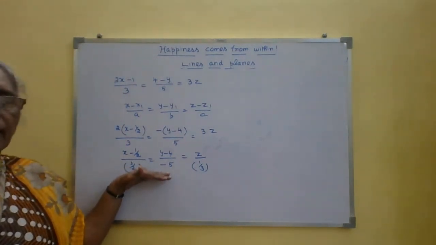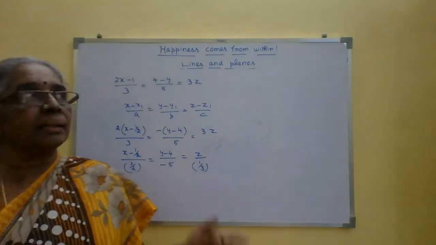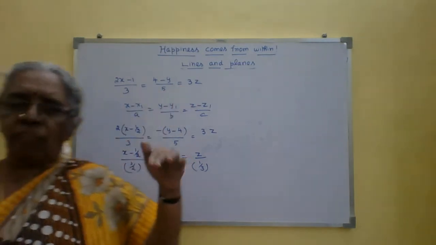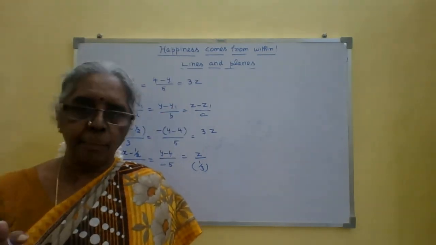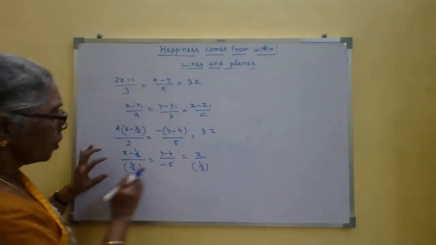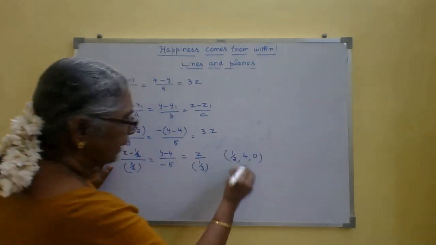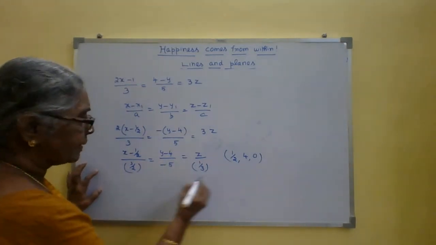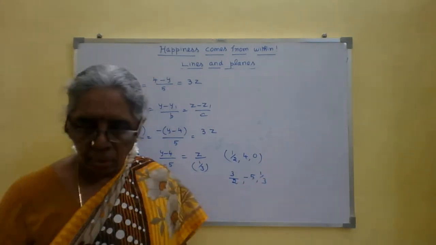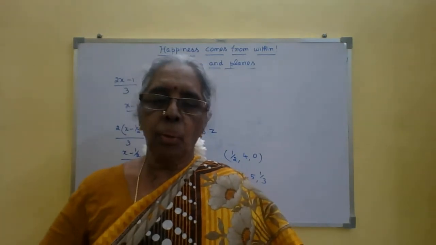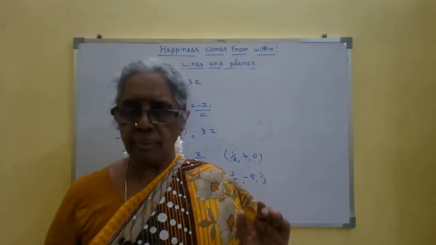Now, this equation is in the standard form. Then only you can find what is the point, what are the DRs. When it is given in the other form, you cannot find which point it passes through and you cannot fix the DRs by seeing the denominator. Remember, this is a very important concept. So here, the point now is half, comma 4, comma 0. The denominator represents the DRs. So the DRs are 3/2, comma minus 5 and 1/3. So this is converting a Cartesian equation which is not in the standard form to the standard form. Okay. So this is one important thing.